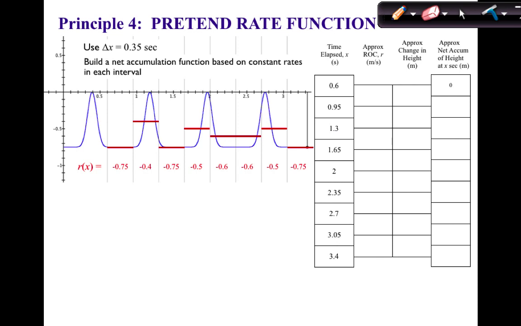Okay, so we're going to do that numerically here. So I have time elapsed at the end of all the intervals, 0.6, 0.95, etc. Then I have a column for approximate rate of change, approximate change in height, and then approximate net accumulation of height. And your goal is to fill in this table.